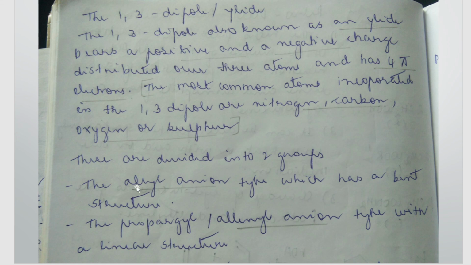And they are of two types. These ylides are of two types. That is, one is the allyl anion type. It has a bent structure, and one is the propargyl or allenyl anion type. It has a linear structure.